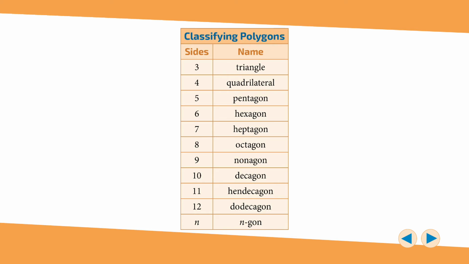So your book has this beautiful list of classifying polygons and what to call a polygon depending on how many sides it has. So you don't have to copy all of this down.